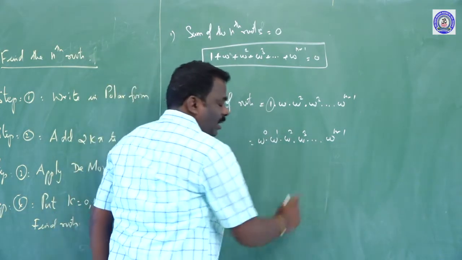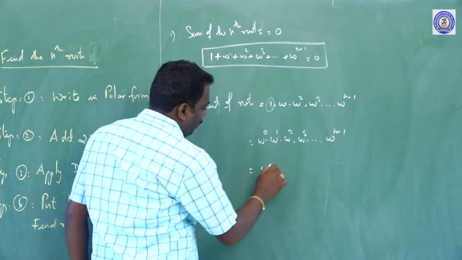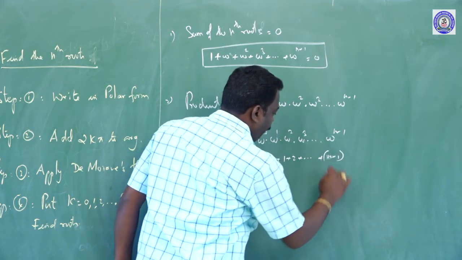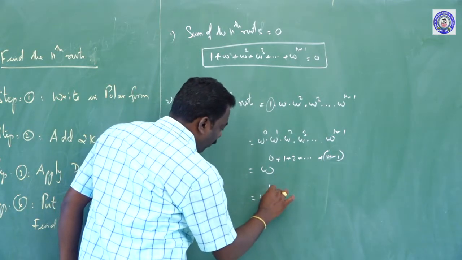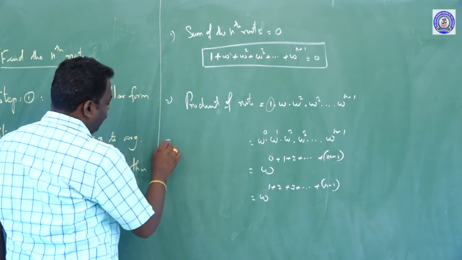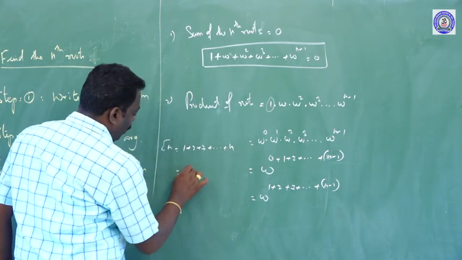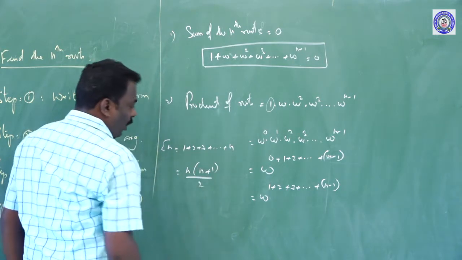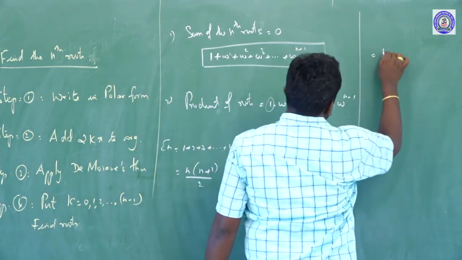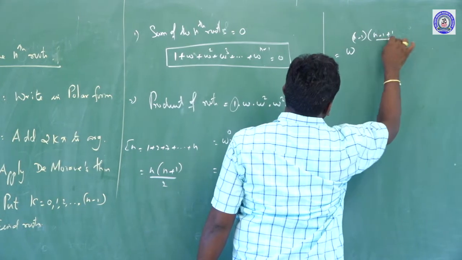Now all the bases are the same, omega, so we can take the common base omega and add the powers: 0 plus 1 plus 2 plus etc. plus n minus 1. So that is equal to omega power 1 plus 2 plus 3 plus etc. plus n minus 1. Here we apply the sum of n terms, 1 plus 2 plus 3 plus etc. plus n, equal to n into n plus 1 by 2. Apply this summation formula. Here n is replaced by n minus 1. Therefore, that is equal to omega power (n minus 1) into (n minus 1 plus 1) by 2.